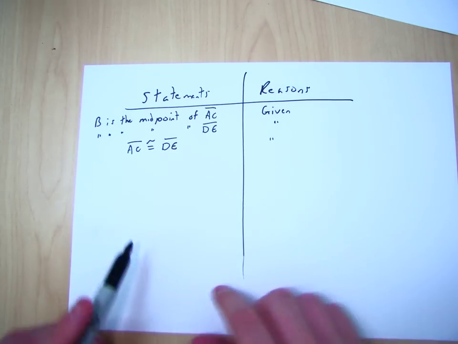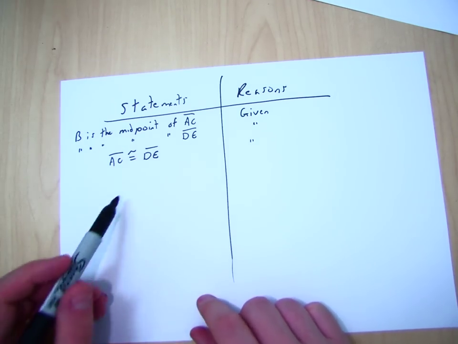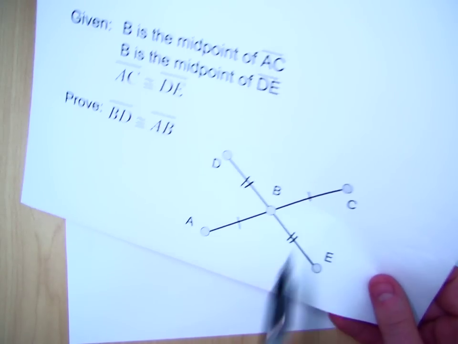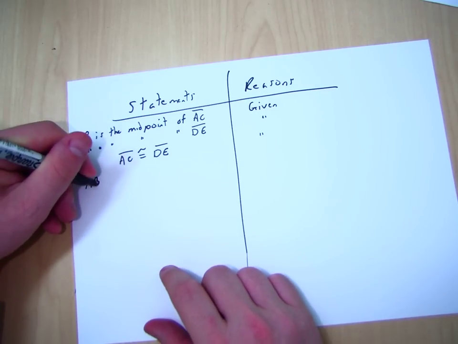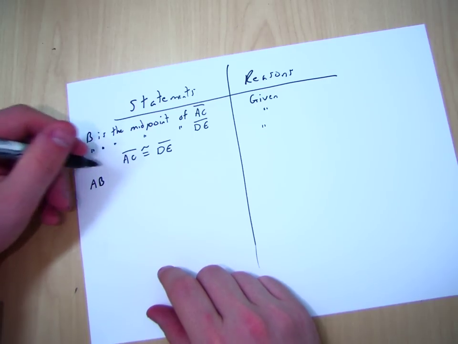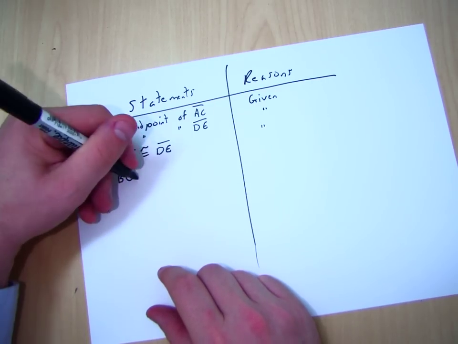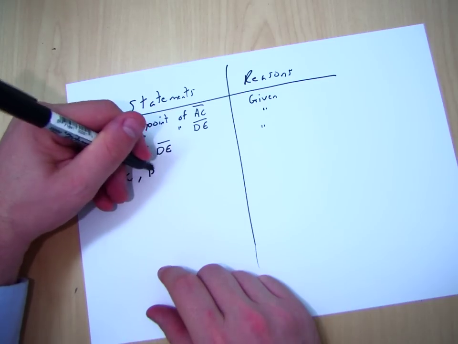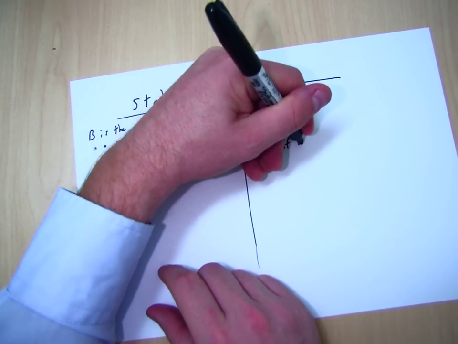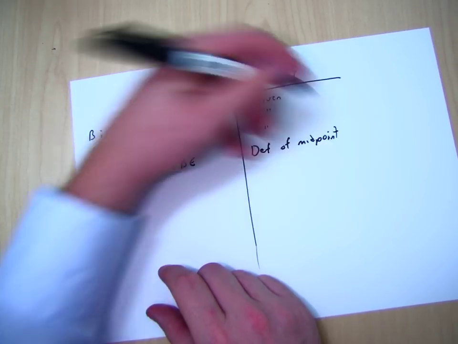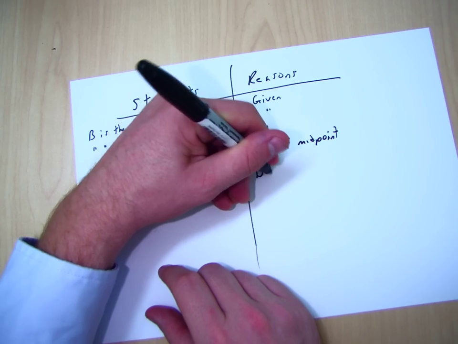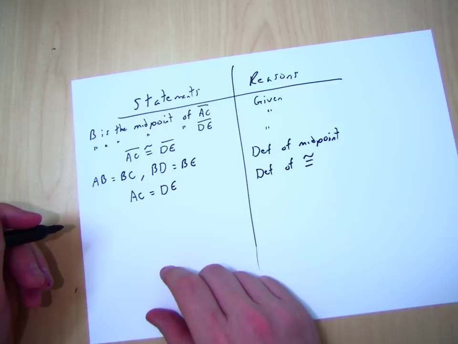I'm going to start off by writing my givens, and I write down the two points about the midpoint. From these two points, if B is the midpoint of AC, I can say that AB is equal to BC. And I'm going to write that here, that AB is equal to BC. Similarly, I can write here that BD is equal to BE, and that comes from the definition of midpoint. Let's not leave this guy hanging. We know that AC is equal to DE because of the definition of congruence.